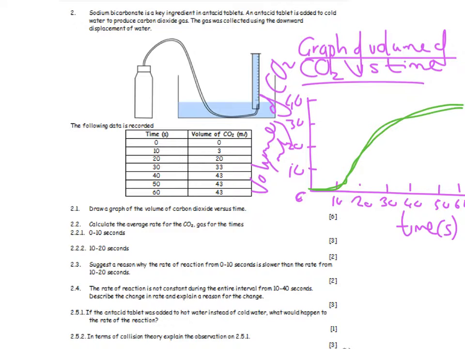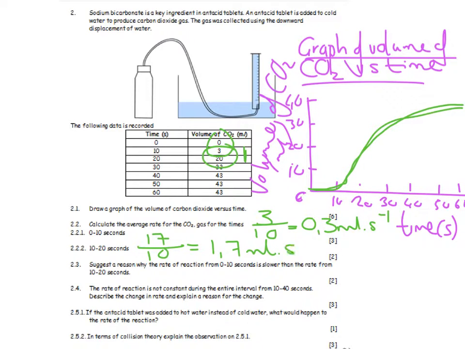Calculate the average rate of carbon dioxide gas production for the following time intervals. So first it's 0 to 10 seconds, and then it's 10 to 20 seconds. So we're going to work out both of those, and you're going to go change in y over change in x, so it's going to be 3 over 10, which is 0,3 milliliters per second, and then for 10 to 20 seconds it's 17, because it's 20 minus 3, divided by 10 seconds again, and I'll end up with 1,7 milliliters per second.